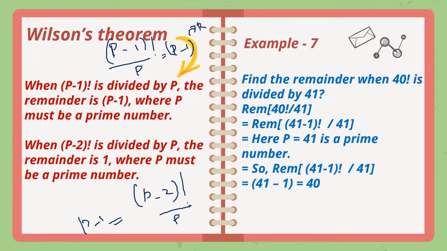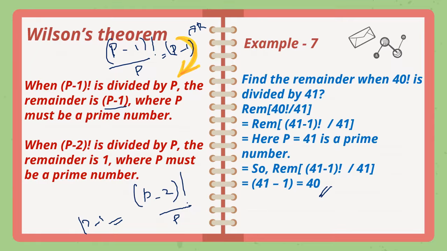So again, see 40 factorial divided by 41. Of course, it is like 41 minus 1 factorial divided by 41. So you can directly say that it will leave p minus 1, that is 41 minus 1, 40, as your remainder. Okay, 40 will be the direct answer. So it's a direct answer if you can remember this theorem.